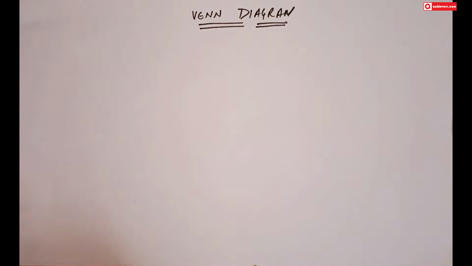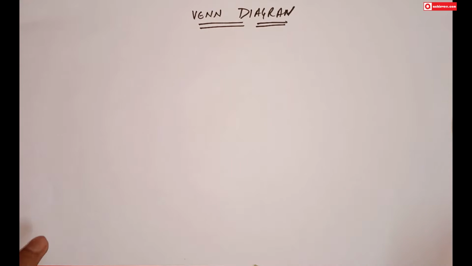So there was a scientist named Euler who first gave an idea to represent a set in pictorial form, that is, in a square bracket or a rectangular shape, with some circles in it. And Venn was the first scientist who brought this idea to practice.